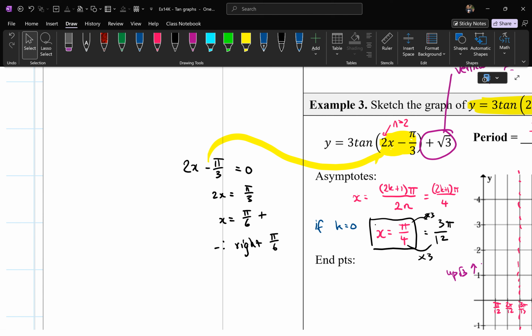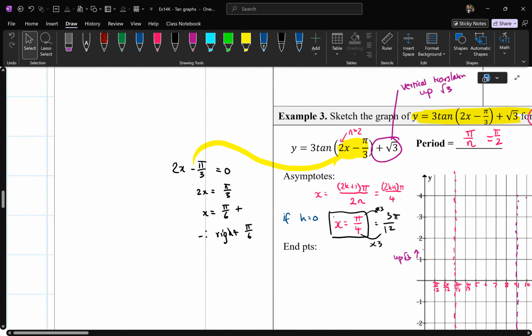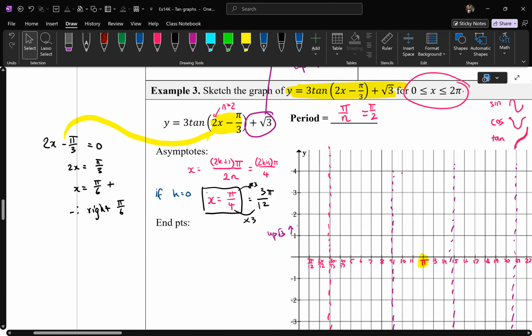So I taught you a quick way to work out if you move left or right. I said 2x minus pi on 3, whatever that is, let it equal to 0. Solve for x, it moves to the right if it's positive, moves to the left if it's negative. And the proof to it was transformations. So if you went back and you worked on your mapping notation, you'll be able to see why I know it's to the right by 0.6. Okay? So why does that matter?